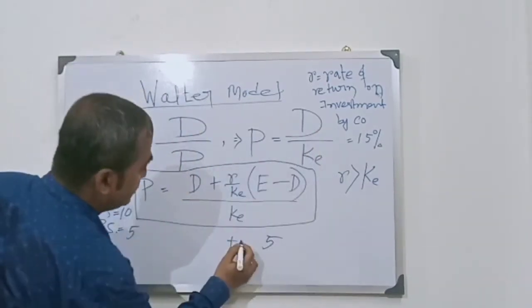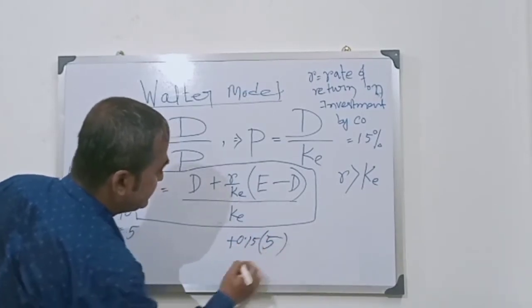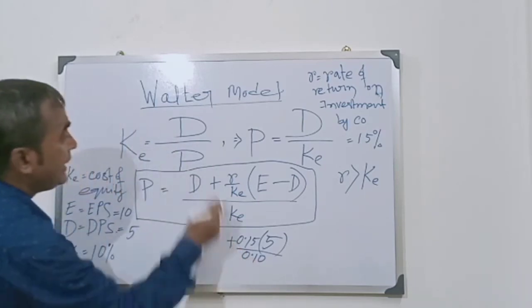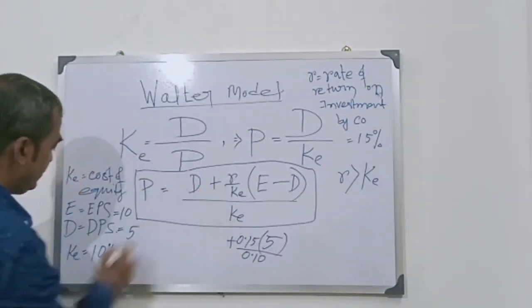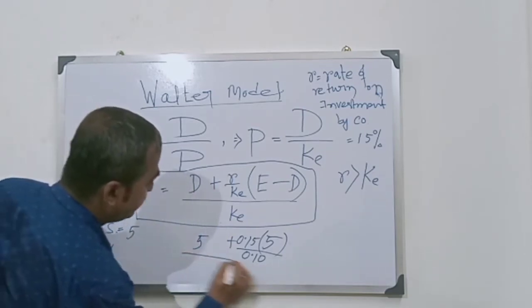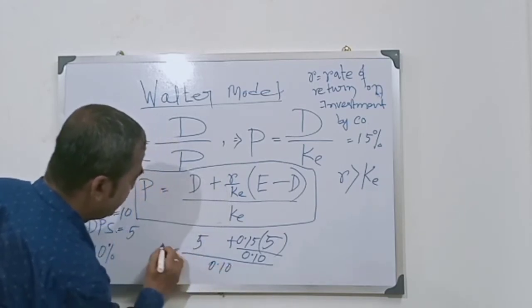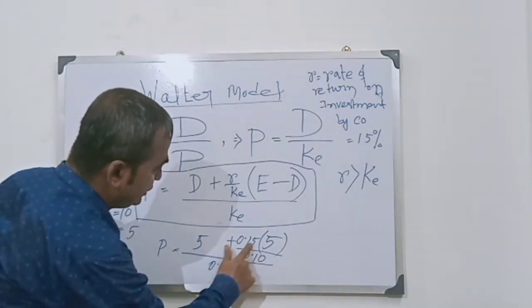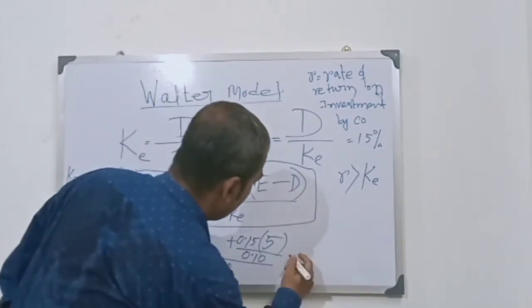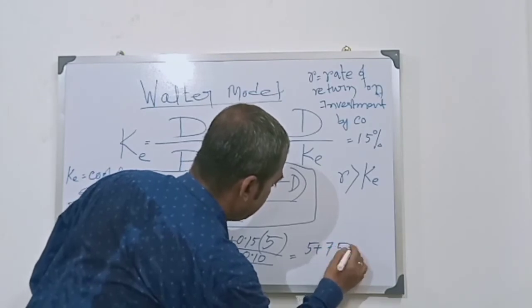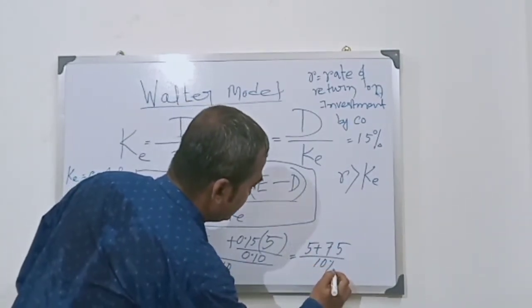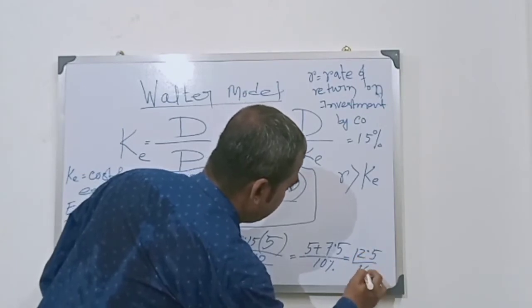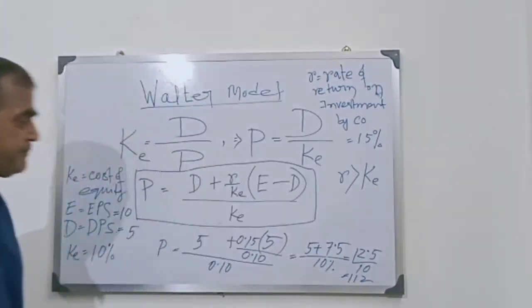Now r is 15%, so 0.15, divided by Ke, which is 10%, so 0.10, and D is the dividend per share, 5 rupees, so 5 divided by again 0.10 should be your market price of the share. Now the points cancel out, so 3 by 2, 3 into 5, 15 by 2 which is 7.5. So you have 5 plus 7.5, that is 12.5, divided by 10%. So the market price of the share should be 125. This you have to understand.